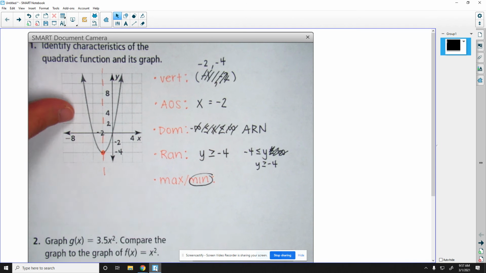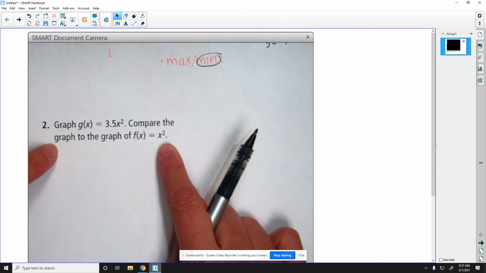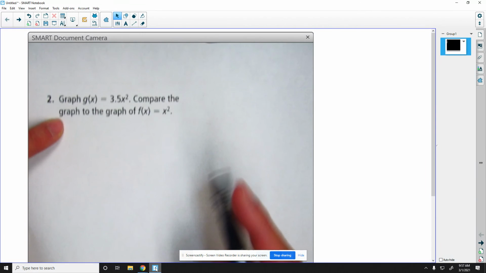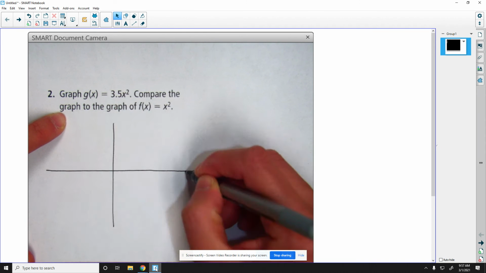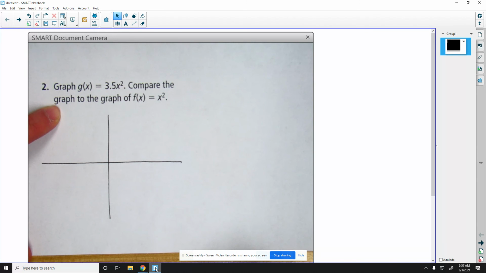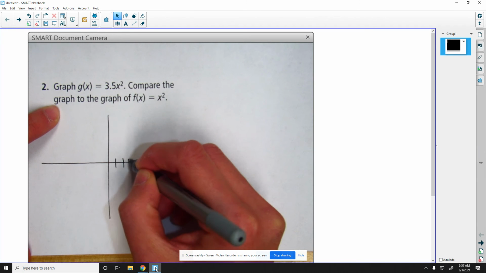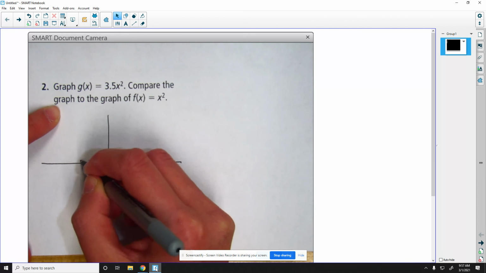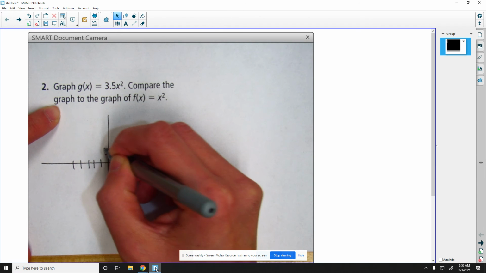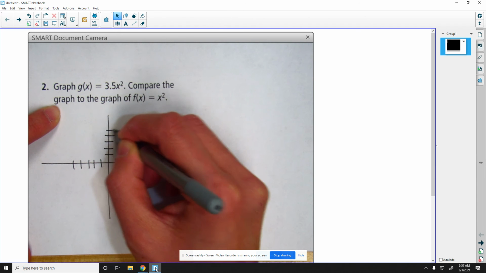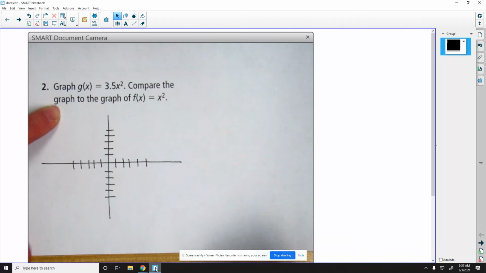So let's do the next one then. Let's graph this one. Compare the graph of that. So since we have so much room, let's just sketch it out. We don't need our actual graph paper. Okay. So maybe go like 5 on the right, 5 on the left, 5 to the top, 5 to the bottom.